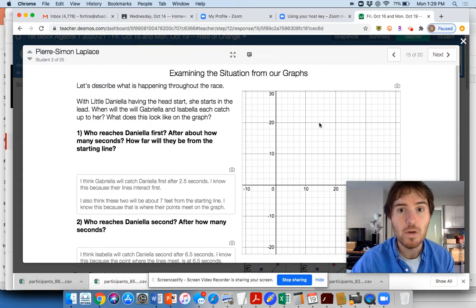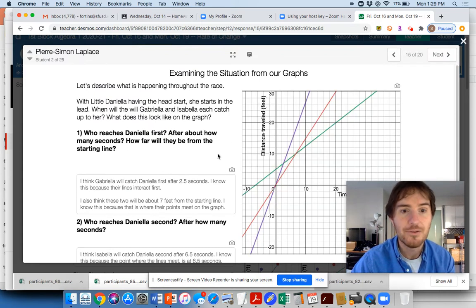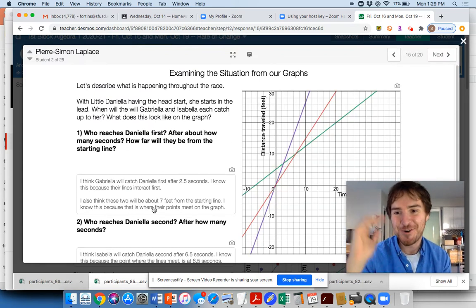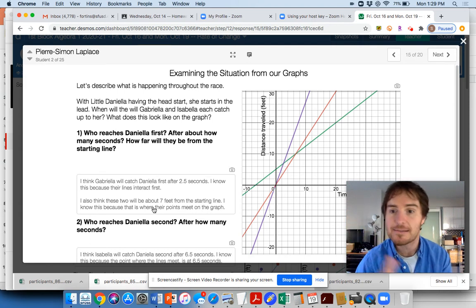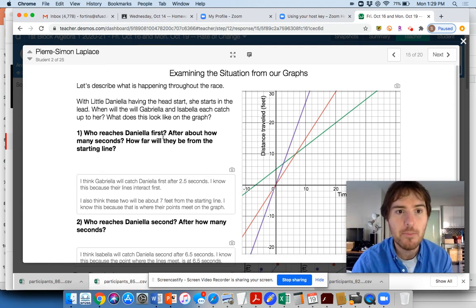Okie dokie, 129. Let's check out the next one here. You're just looking at somebody's answers here. Look at this. This is perfect. But as long as you understand this, then you're going to be set to do problems like this on your own in the future. Okay, let's describe what's happening throughout the race. With little Daniela having a head start, she starts in the lead. When will Gabrielle and Isabel catch up to her?